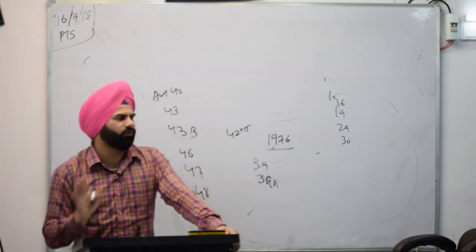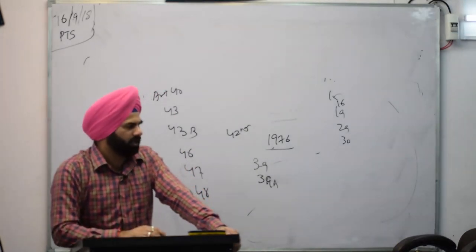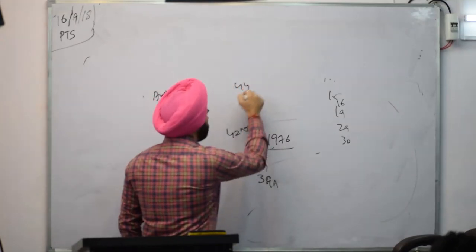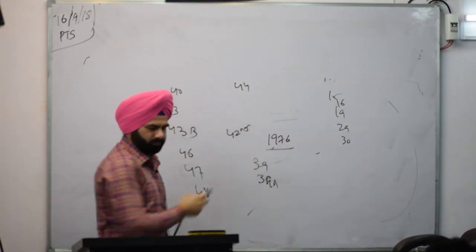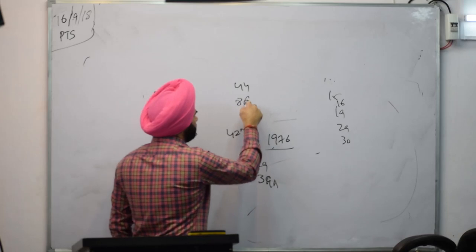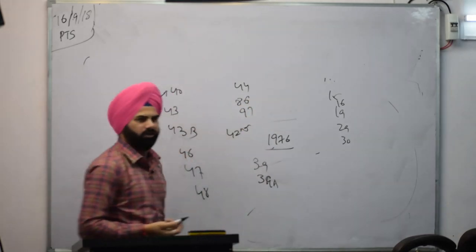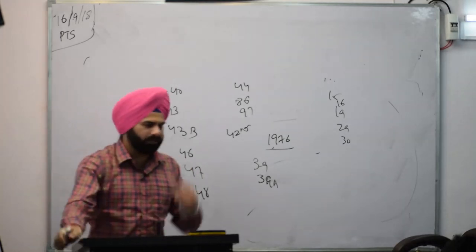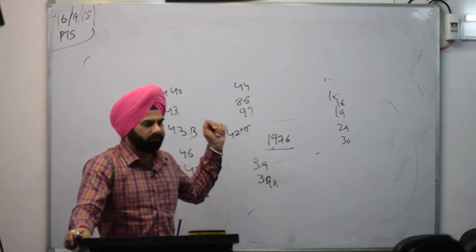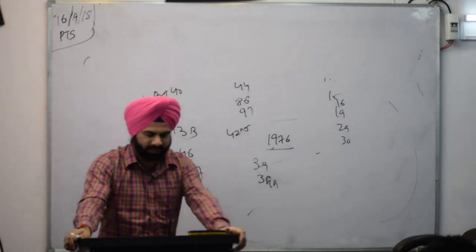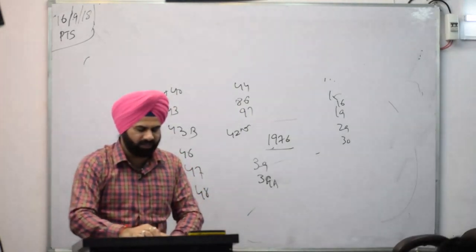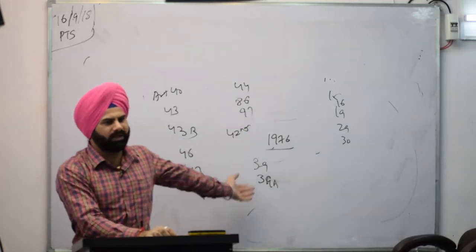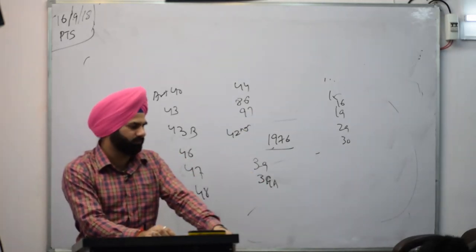Look, there are only four amendments associated with it: the 42nd, the 44th, the 86th, and that's all. You only have to remember four. These are the four which were there. For example, cooperatives were added in the 97th, and the 86th added early childhood care and free education up to 6 years. Remember just four amendments and the whole question will be solved.